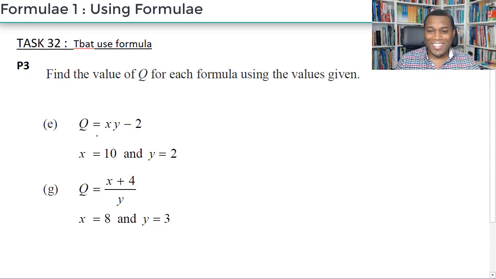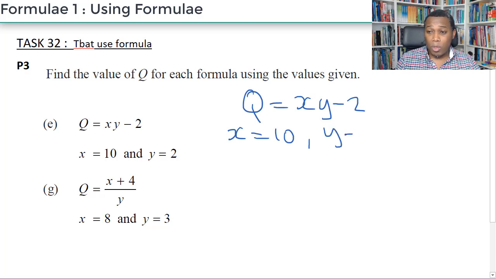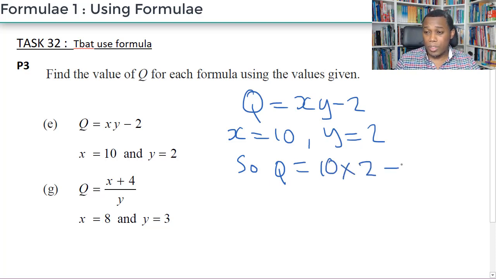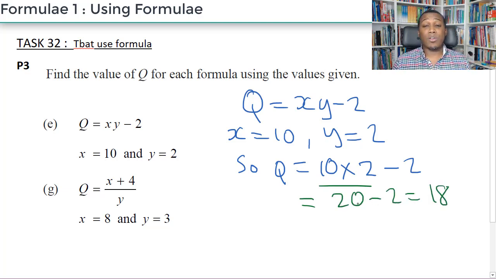Let's see what we have here. For Q, you want to write down the expression. So in your book, you'll have Q is equal to XY, take away 10, take away 2. You'd write down what X is equal to and what Y is equal to. And then you would put Q is equal to 10, multiply by 2, take away 2. You have to do the multiplication first. That's the order of operations. So you have 20 take away 2, which is 18. So the answer for E is 18.